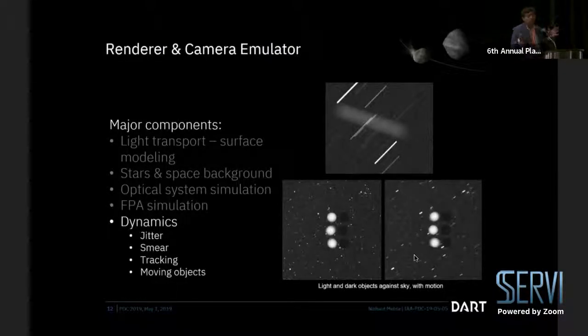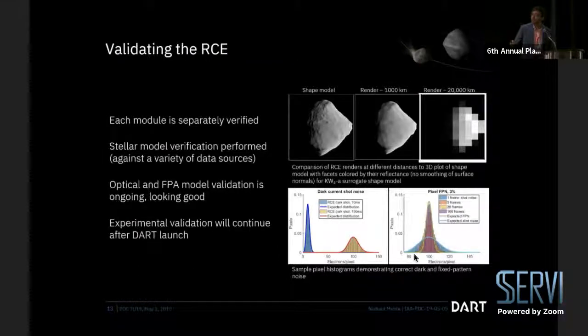And dynamics, of course. DART will be moving around while we're taking pictures, so we want to make sure we capture those dynamics, everything from jitter to smear and moving objects, though hopefully nothing else will be flying through the images.